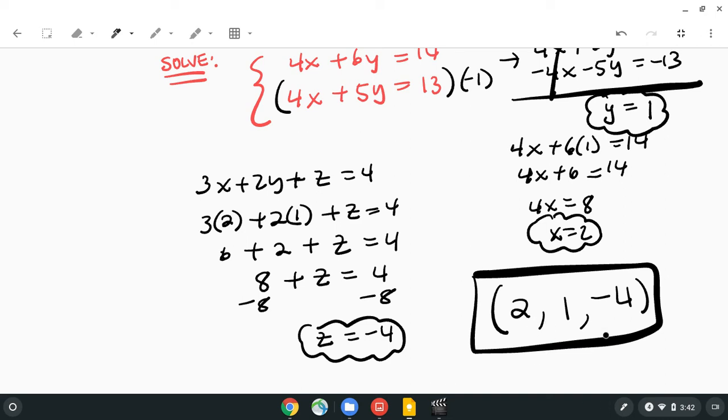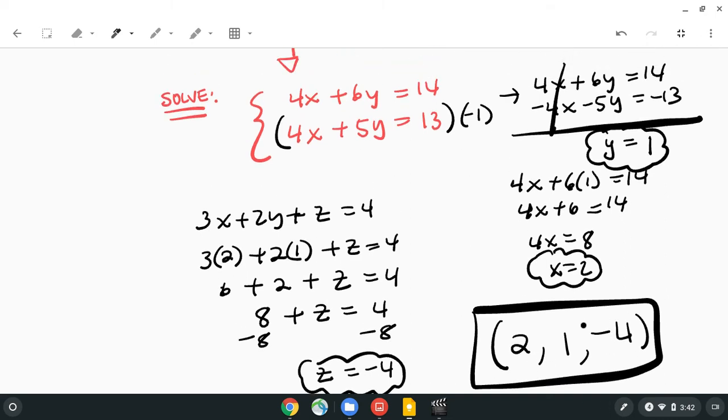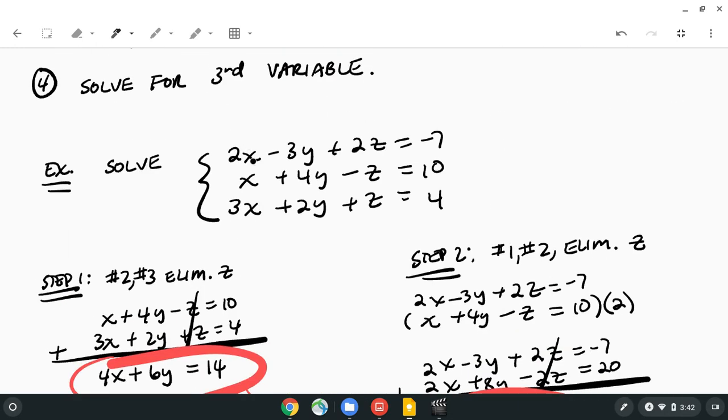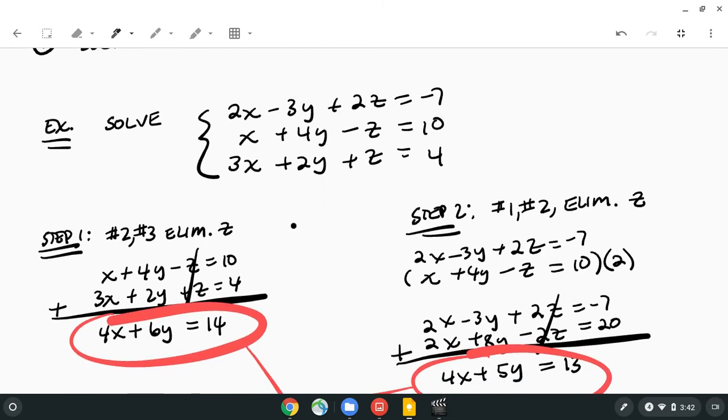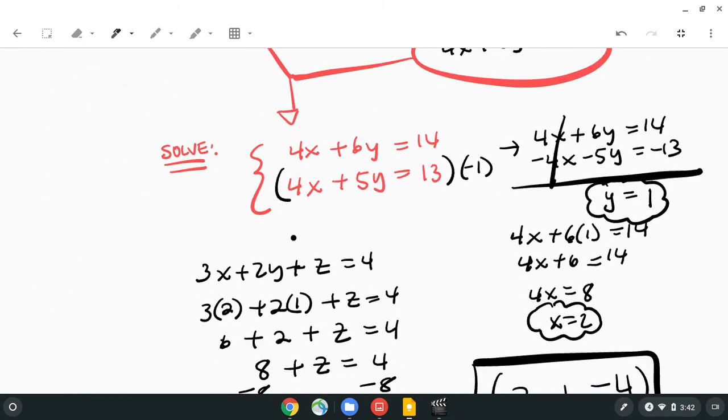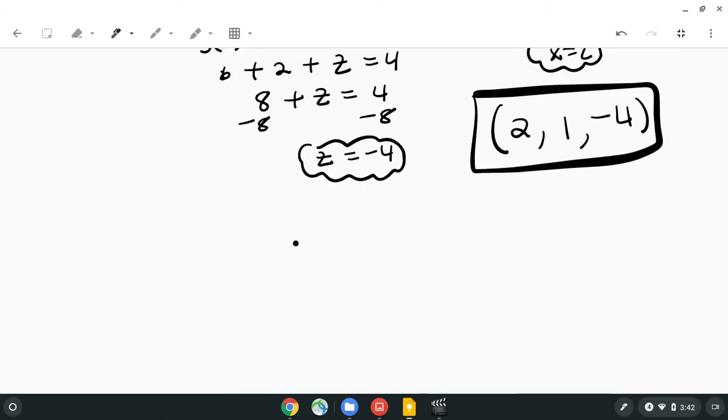And again, we can always check to see if our final answer is correct by plugging in 2, 1, and negative 4 into all three of these equations to see if we get these answers over here. Okay? All right. Let's go ahead and try that very first one. Okay? So let's see. All right, let's try this one. Solve.